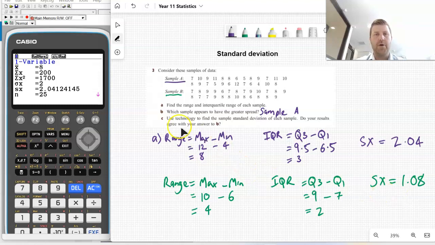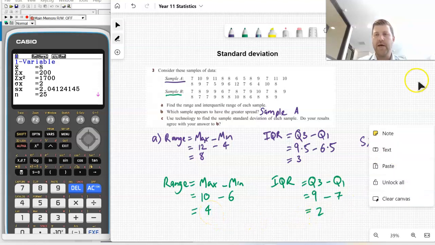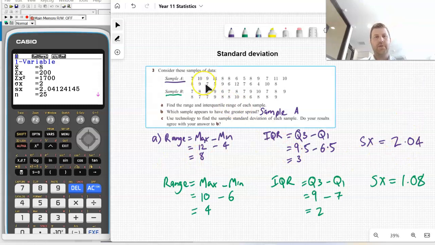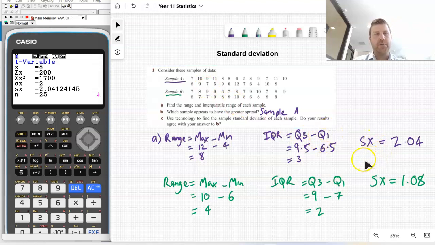So if I was answering this question, do your results agree with your answer to B, which said that sample A had a greater spread? Yes, it does, because the sample standard deviation is in fact higher in sample A compared to sample B. In fact, all these measures of spread in sample B are lower than they are with the data from sample A. So that's it. That's how you work out standard deviation, and a little bit about standard deviation, using the graphics calculator.